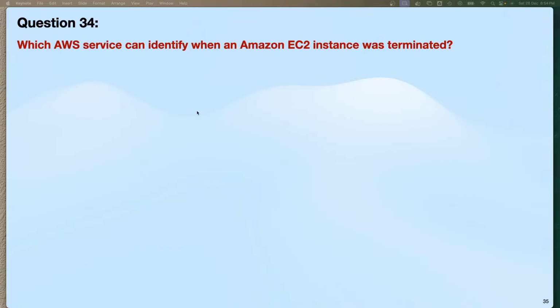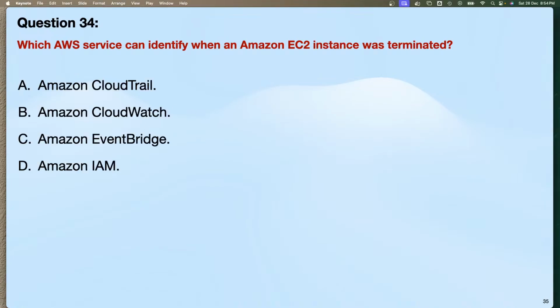So if I go to question 34, which AWS service can identify when an Amazon EC2 instance was terminated? Okay, so if you wanted to know an EC2 instance is terminated, where can you go and check? I just wanted to talk about the options that we can eliminate. Amazon IAM is not meant for that, right? It is for identity access, not for checking whether EC2 is stopped or not. EventBridge in Amazon is a cron job, okay? If you wanted to do any scheduling, you can schedule jobs and run them using EventBridge, remember that.